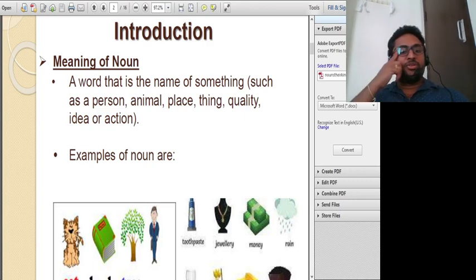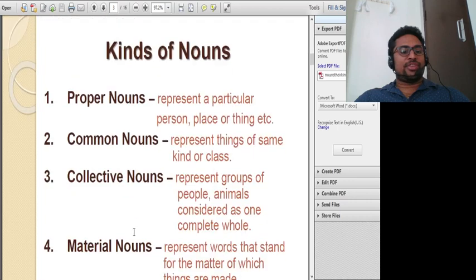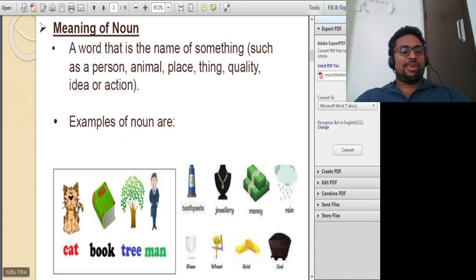We know noun is a naming word. It gives a name of a person. It denotes the name of a person, animals, places, things, and quality, idea, or action. For example, in the picture you are able to see a cat. It is a name.